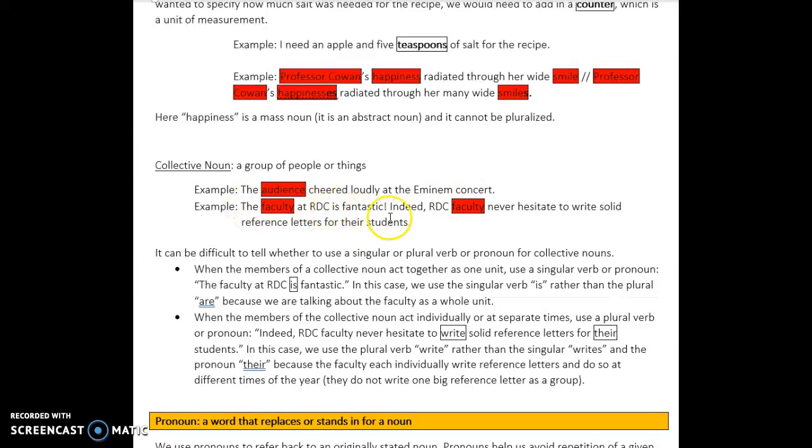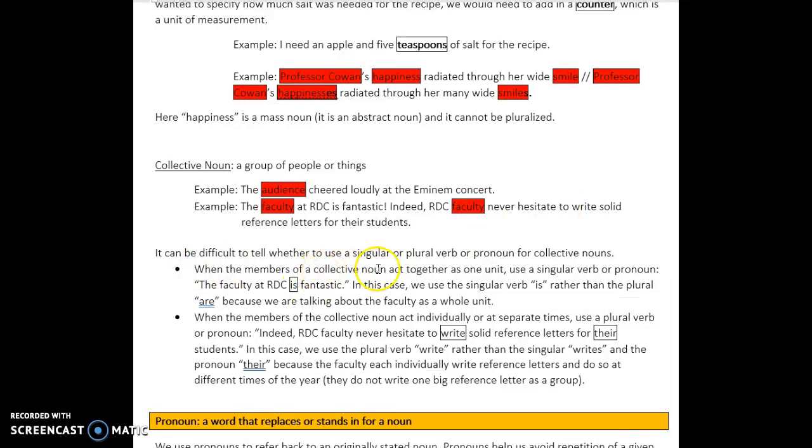The faculty at RDC is fantastic. Indeed, RDC faculty never hesitate to write solid reference letters for their students. Okay, here's where it gets tricky. It can be really quite difficult to tell whether you need to use a singular or plural verb or pronoun for collective nouns. So here's the general rule of thumb.